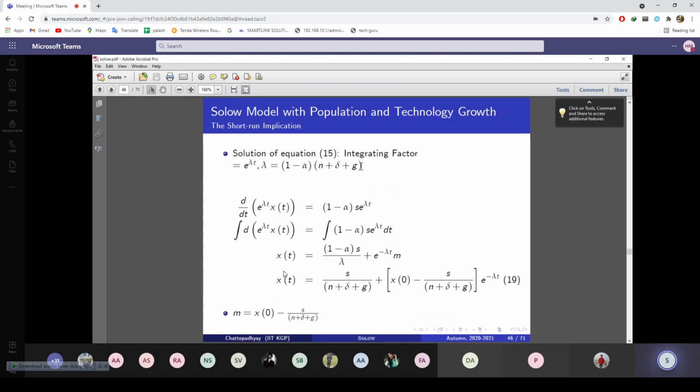Now equation number 18 can be written in this fashion, and the solution goes like this. So I think you guys should try it. From equation number 18, you should get equation number 19 from here. Try to get it. It is a simple Bernoulli equation to solve.